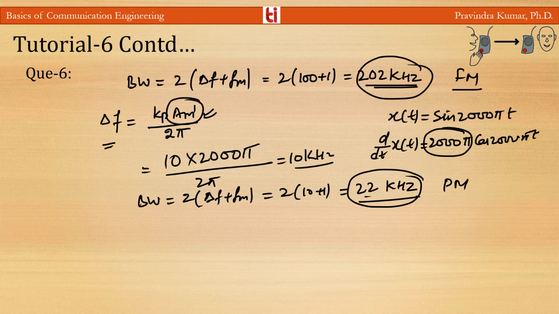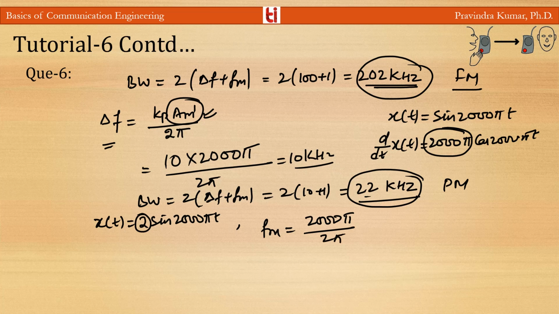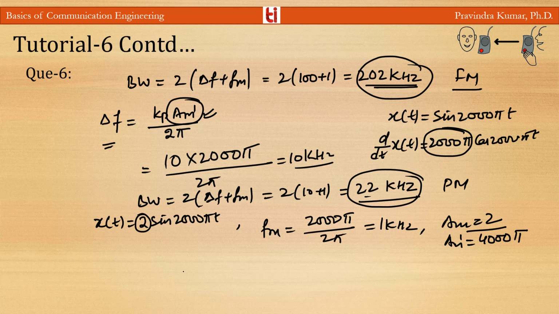Now part B: repeat part A if the message signal amplitude is doubled. So the message signal xt will now have double the amplitude, 2 sine 2000 pi t. So the amplitude is doubled, then fm will be 2000 pi by 2 pi, which is 1 kilohertz, am is 2, and am dash here will be 4000 pi. So these values will be doubled.